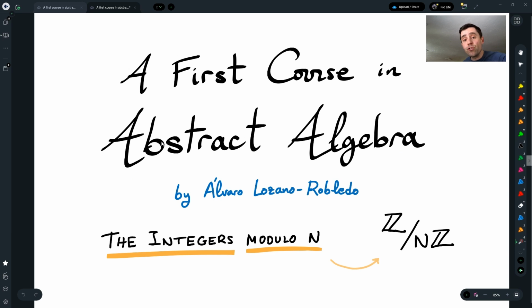Today we're going to introduce a new algebraic structure called the integers modulo n, denoted by Z modulo nZ. This is one of those objects that we are going to create in abstract algebra. We are going to start from the integers, and out of the integers we're going to construct something new that behaves sort of like the integers. It's sort of like a toy model of the integers, but we'll also see that they behave quite differently from the integers in very interesting ways.